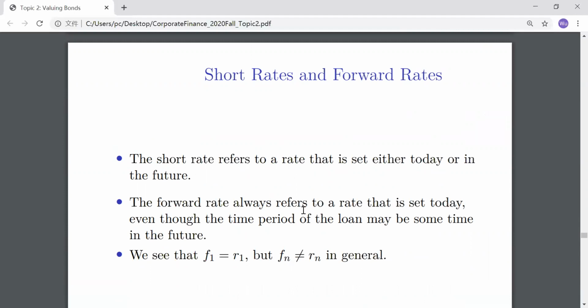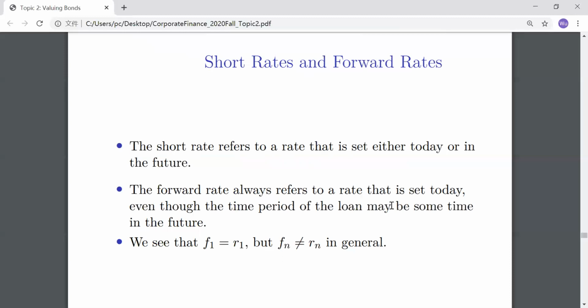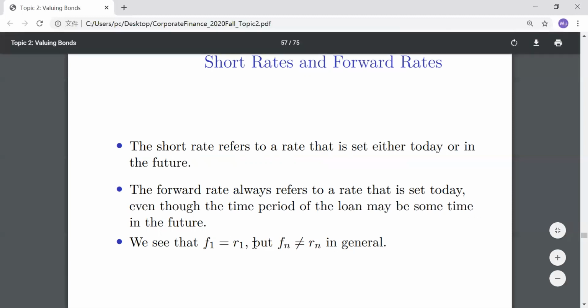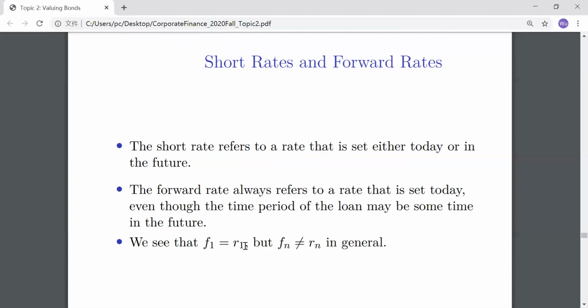Right? And the forward rates always refer to a rate that is set today. Because it is set today, if the time period is in the future, this is going to be an expectation. So even though the time period may be sometime in the future, in the general rule, the forward rate in the first period, which is today, should be equal to the short rate today, because this is just as of now.